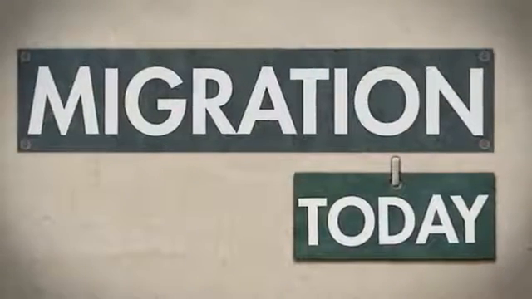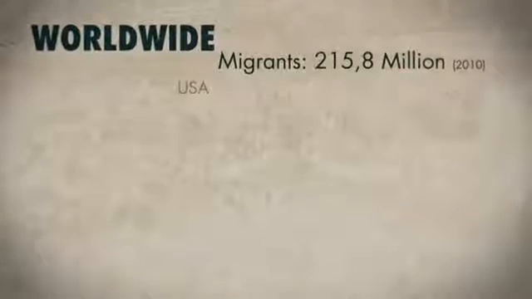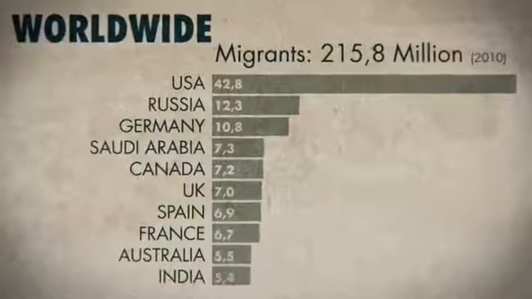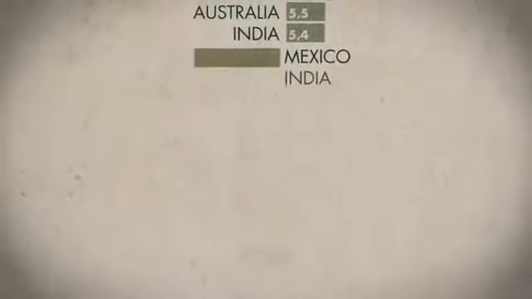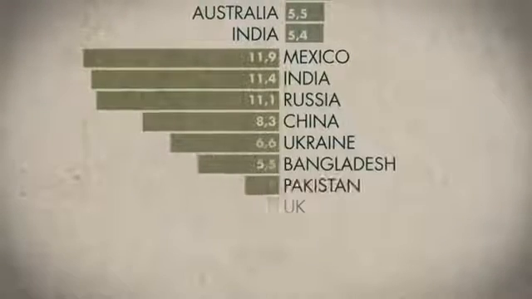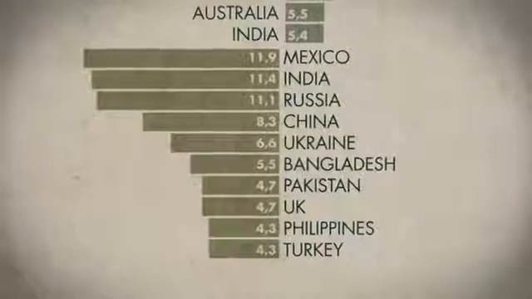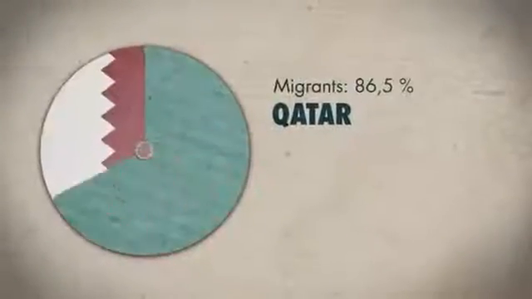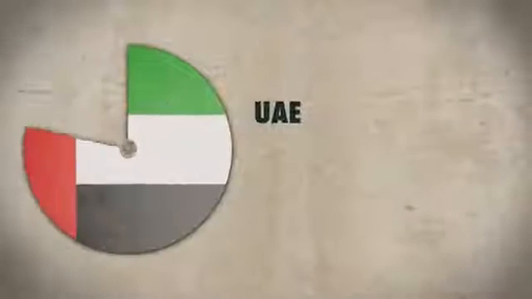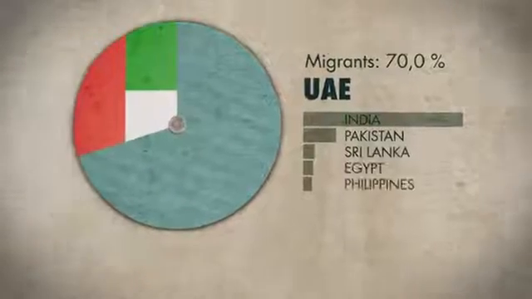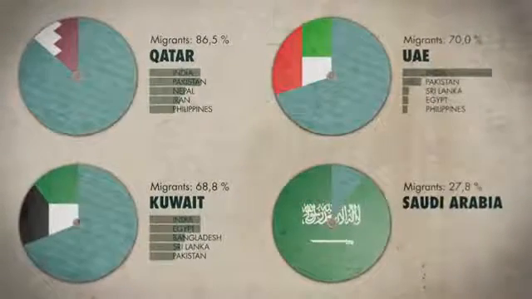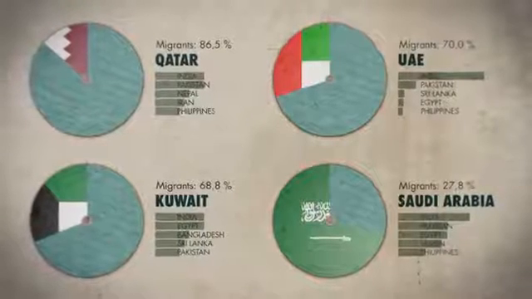What are the main migration routes today? By far, most immigrants live in the United States, followed by Russia and Germany. The main countries of origin are Mexico, India, China, and Russia. In proportion to their population, Persian Gulf countries host the largest share of migrants, about 35% of their population. They mostly come from South Asia and Egypt.